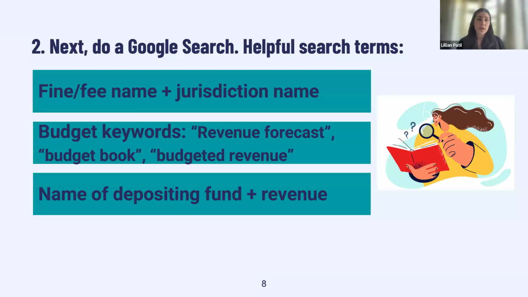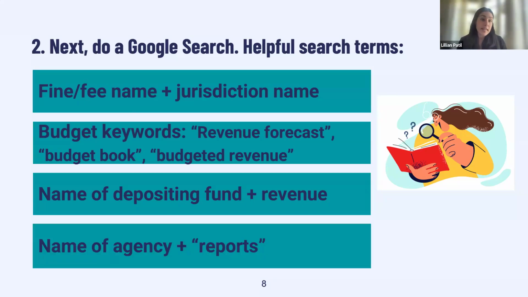You can also try searching the name of the fund that you found is the place where the fines and fees are being deposited, and the word revenue, and see if reports come up that may be overall fund balance reports that might include the particular fund you're interested in. And then you can try the name of the agency that you know is collecting or using the funds, and click on the word reports. Usually you'll get a series of different reports on lots of different topics and a combination of annual reports and audits that every agency tends to have on their website.